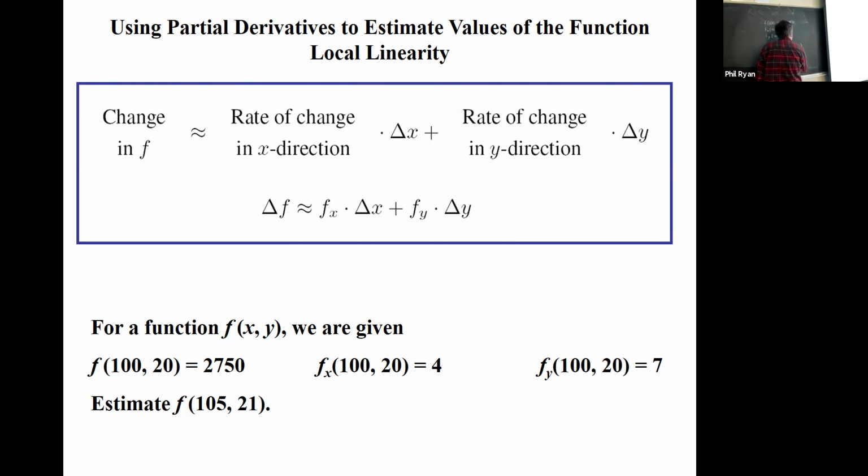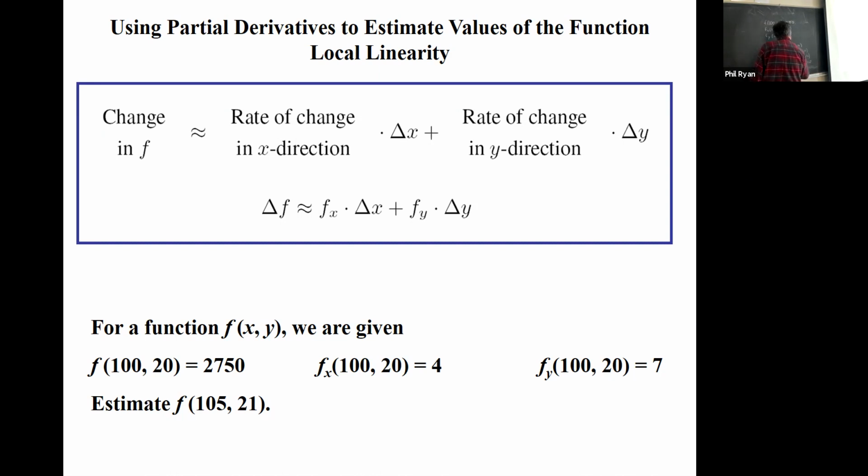So, hang on. Delta x times fx, plus delta y times fy. Let's just fill it in as steps. So F(120) is 2,750. Our delta x is 5. Our rate of change in that direction is 4. Plus delta y is 1. Our change in that direction is 7.